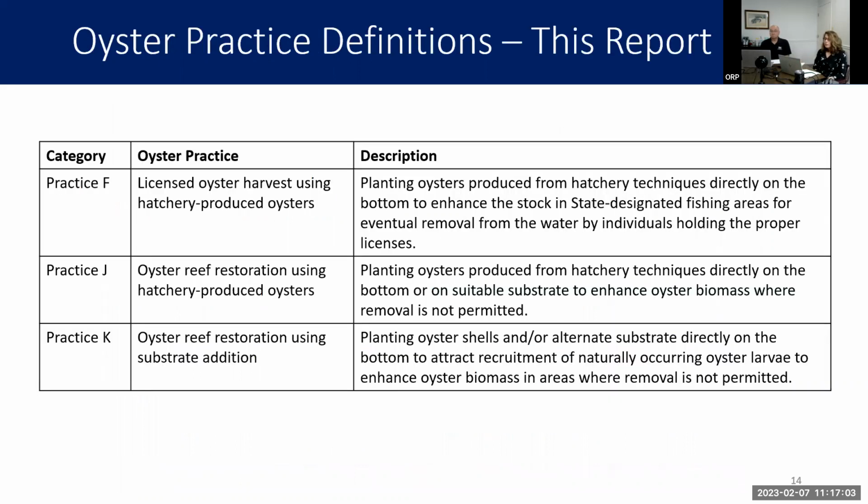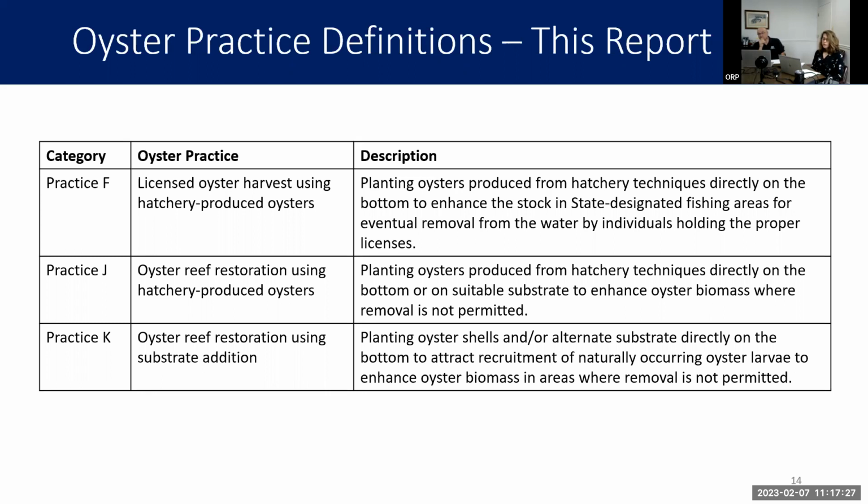So again, the panel is really focusing on providing recommendations for 3 main oyster practices in this new report. The first is licensed oyster harvest using hatchery-produced oysters. And essentially what this means is that there's an enhancement activity where oysters from the hatchery are planted on the bottom and then later removed through fishery.